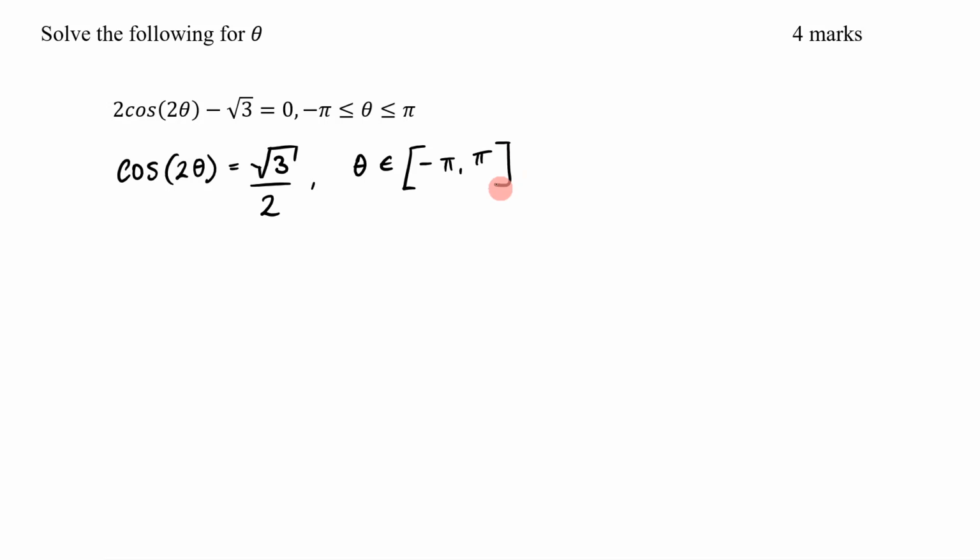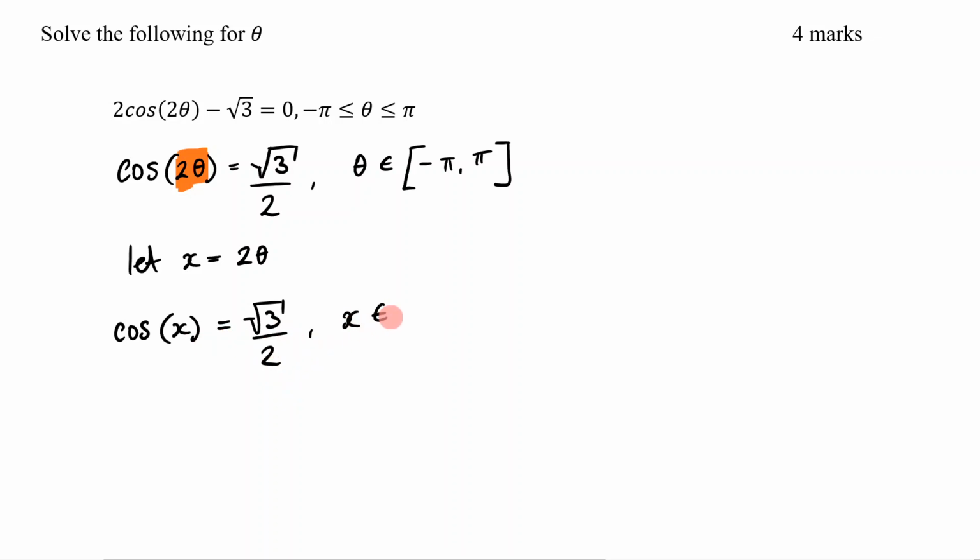The next thing that I'm going to do, and this is very important, is take note of the fact that I'm dealing with 2 theta here. And so I'm going to have to change that. So let's let x equal 2 theta. So now I'm going to rewrite this as cos of x is equal to the square root of 3 on 2. And I also need to make sure that my domain is now in terms of x. So it needs to be x is an element of something here.